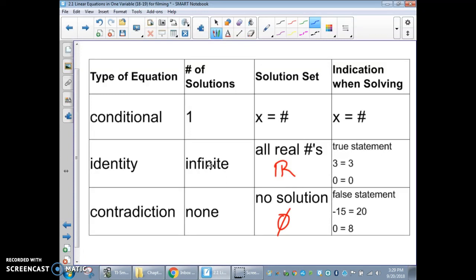This last slide is a summation of the different types of equations. We have conditionals, where we have one solution. We have identities, meaning something equals itself, so we have infinitely many solutions. And we have contradictions, false statements, where we have no solutions.